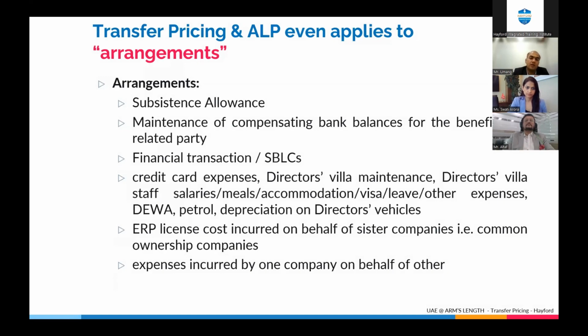And it may not be really reflected as related party or connected person payment under the IAS 24 disclosures as well. Similar other examples could be the ERP license cost, which is a common cost, or maybe other expenses which are incurred by one company on behalf of another, right? So all these questions start becoming relevant when you are looking at the arm's length principle or the transfer pricing related compliances for your businesses or for the companies and the groups at large.